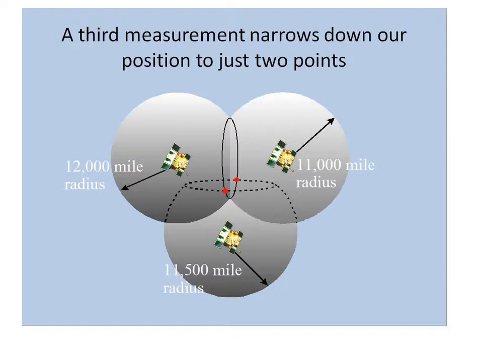So now let's get a third satellite measurement. The possible location sphere from this third satellite will intersect your circle in two places. So now your GPS unit knows that you are either on one or the other of these red dots.